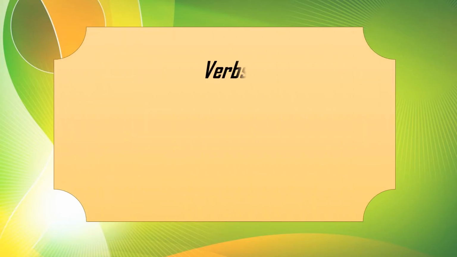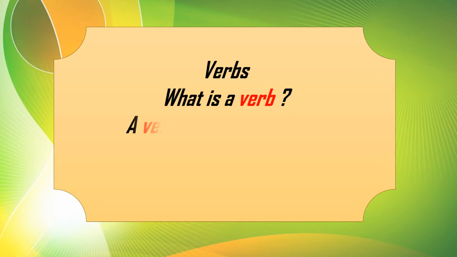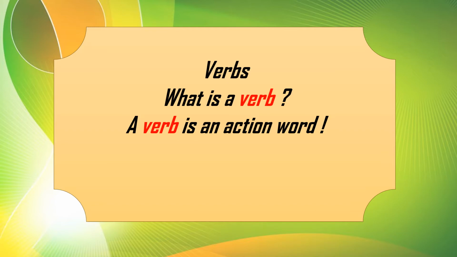So children, before moving to auxiliary verb, we will just revise what is a verb, which we have learnt in our earlier standards. So, what is a verb? A very simple definition: a verb is an action word. Whatever action we do, the action word which defines those actions is known as a verb.